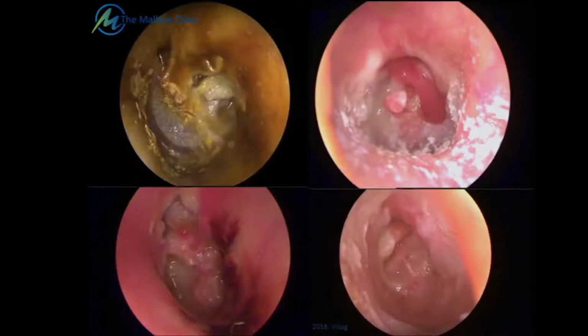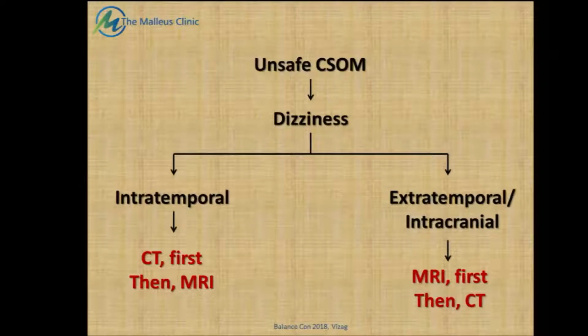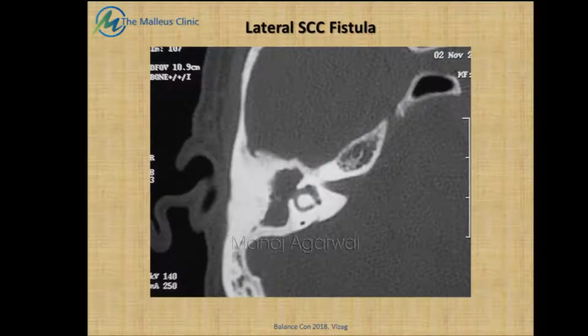Now, if you are an ENT specialist and you see something like this and your patient is complaining of dizziness, you do a CT. Why? Unsafe CSOM, dizziness. If you are expecting an intratemporal complication, for example, a fistulous communication, you do a CT first, and then probably the need for an MRI might arise, usually does not. But if you're looking for an extratemporal or an intracranial complication, you just flip it around: you do an MR first, and then probably think of a CT.